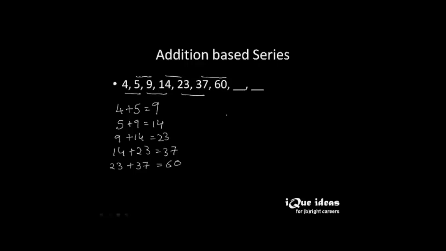So following the same logic, 37 plus 60 gives me the next number 97, and 60 plus 97 gives me the final answer 157. So 97 and 157 it is.